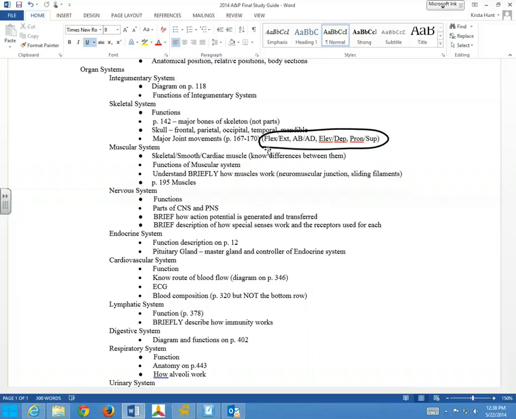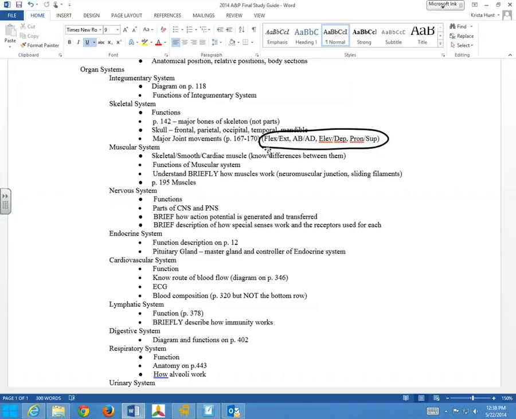Wait, no, we need to know the muscle. This is just the names of the muscles, the diagram. So we need to know the parts of the body. You know the difference. So what types of parts are we talking about? Bones, muscles, yeah. Parts of the other systems, yeah.